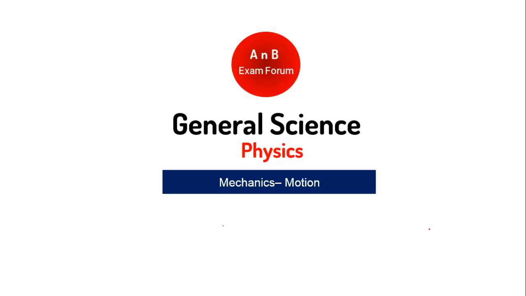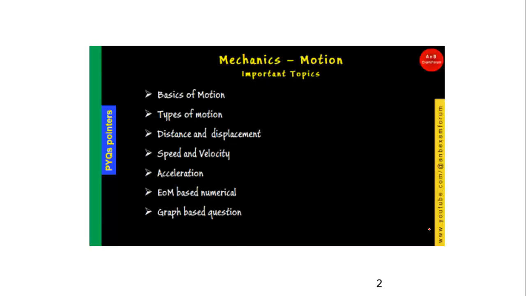Let's see the next topic in general science, that is motion in physics. In this chapter, these are the important types which are generally asked in the exam. The first one is the basics of motion along with its types. Afterward, you should know the various physical quantities like distance, displacement, speed, velocity and acceleration. And the very important one, you should be very thorough in the equations of motion, from where you can find a few of the numericals. And finally, the graph based questions.